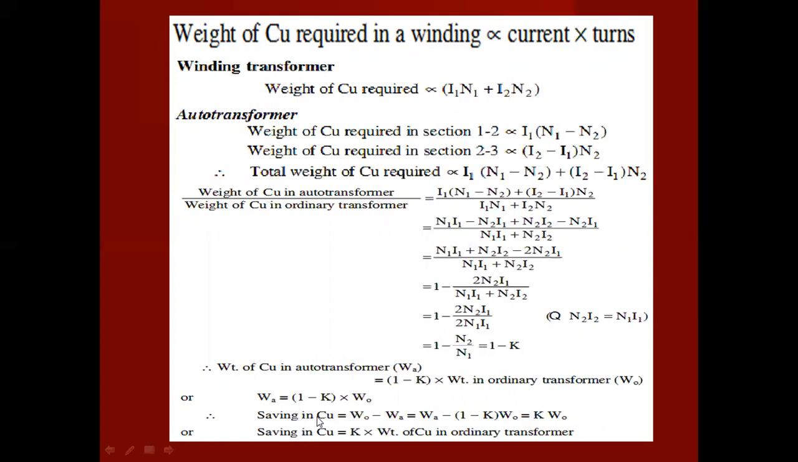So the saving in copper is W0 minus WA, that is K into W0. So saving in copper is K into weight of the copper in ordinary transformer. In this way, we can find the weight of the copper required, or the saving in the copper in an autotransformer, which is K times the weight of the copper in an ordinary transformer.